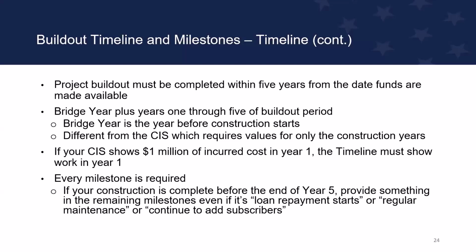or that year. If your construction is complete or proposed to be complete before the end of year 5, provide something in the milestones. You don't want to just have it fall off. You want to say loan repayment starts or adding subscribers or, I don't like the term regular maintenance, but if that's what you're doing, that's what you're doing in year 5.